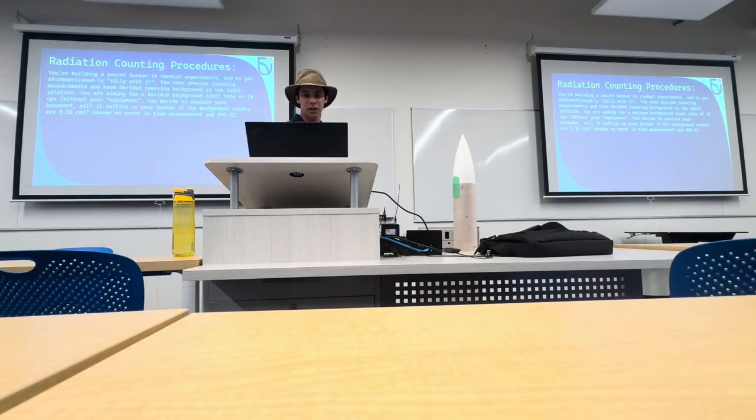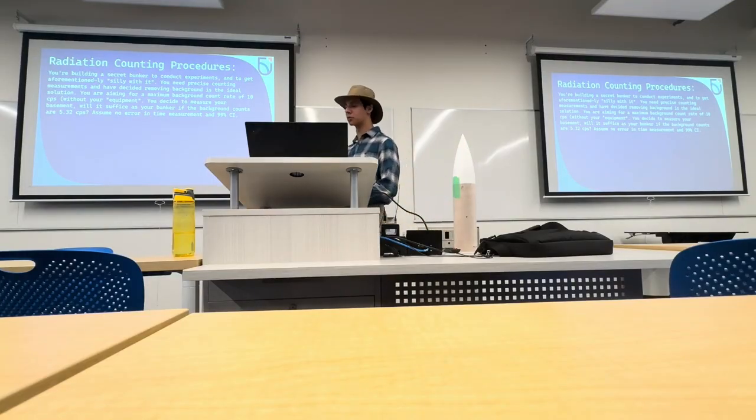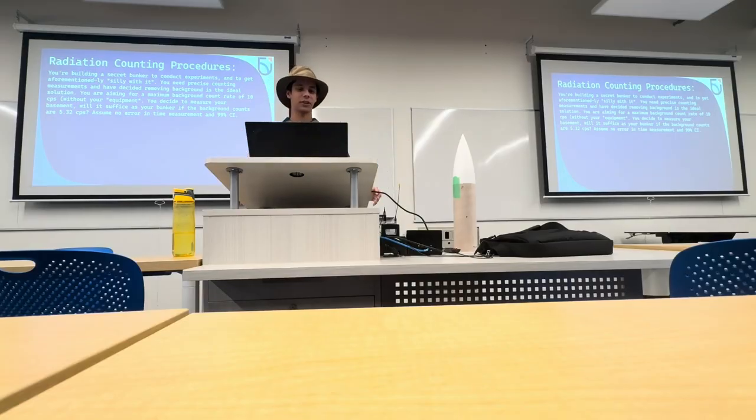What's this one? You're building a secret bunker to conduct experiments and to get aforementionedly silly with it. You need precise counting, and you need to remove background. You're aiming for a maximum count rate of 10 counts per second without your equipment. Oh, I forgot to put the curly bracket there at the end. This is when I started getting really tired, and I think it shows in the slides. So you decide to measure your basement, and will it suffice at 5.32 counts per second background?